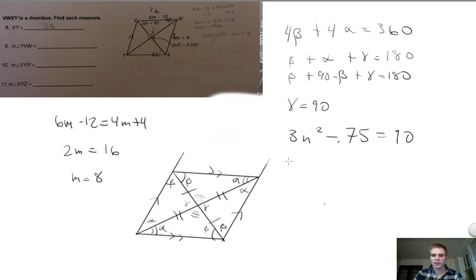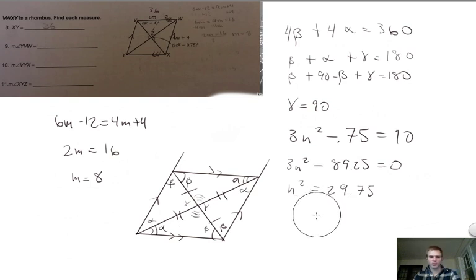Add 90 to both sides, we get 3n squared minus 89.25 equals 0. And then we can, geez, I don't want to bring out a calculator. So n squared equals, what is this, 29.75.